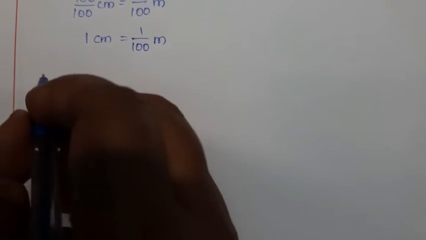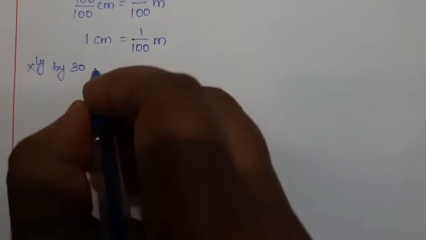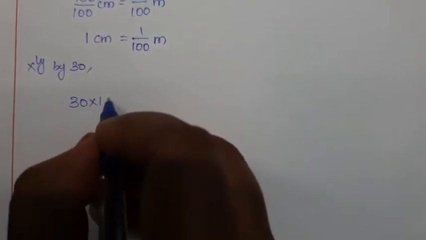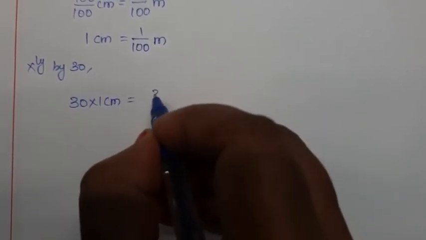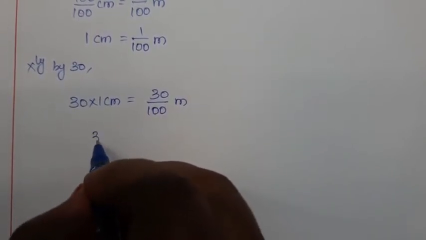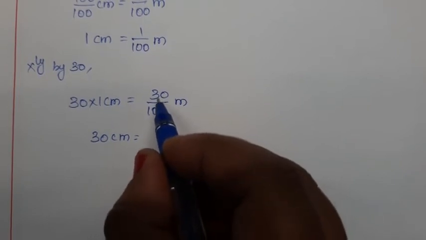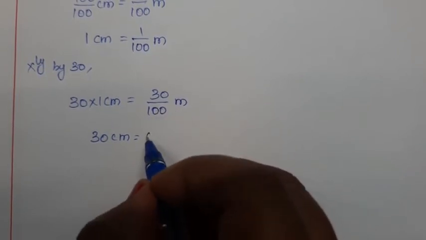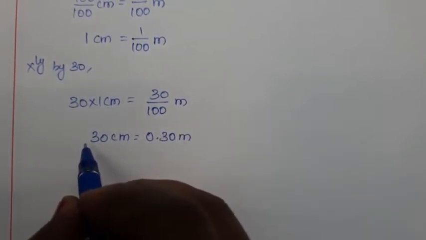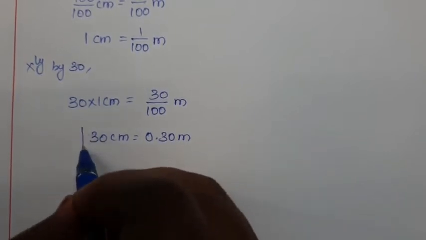Now by multiplying 30 on both the sides, we get 30 into 1 centimeter is equal to 30 divided by 100 meter. 30 centimeter is equal to, dividing 30 by 100, we get 0.30 meter. Hence, 30 centimeter is equal to 0.30 meter.